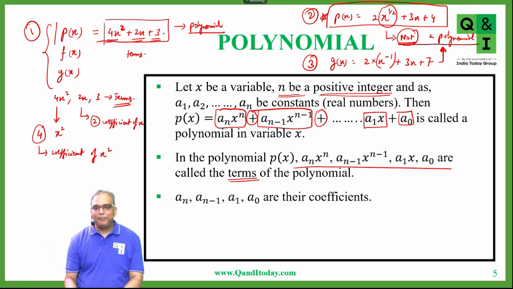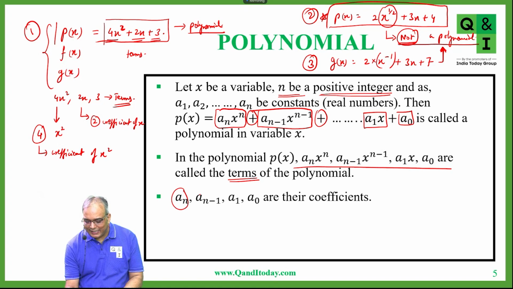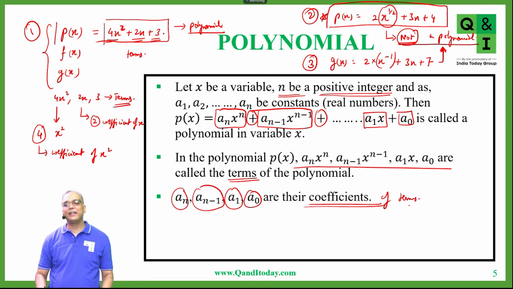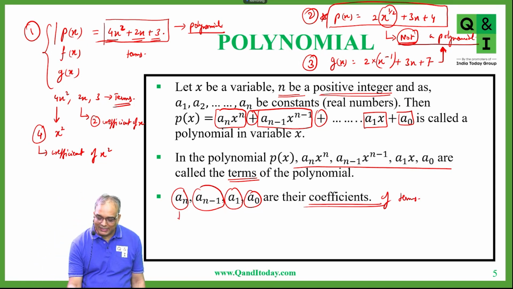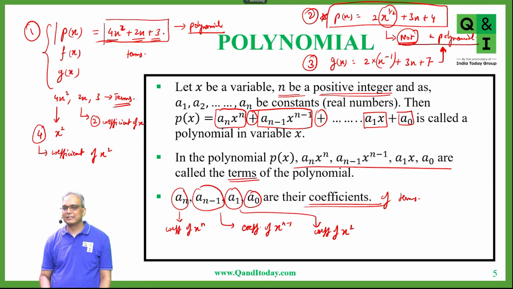And the constant which is written along with the variable, in front of the variable, so this is an minus 1, a1, a0. These are called coefficients of terms, right? Of different terms. So an would be the coefficient of x to the power n. An minus 1 is the coefficient of xn minus 1. A1 is the coefficient of x to the power 1. So these are called coefficients. Is it clear?